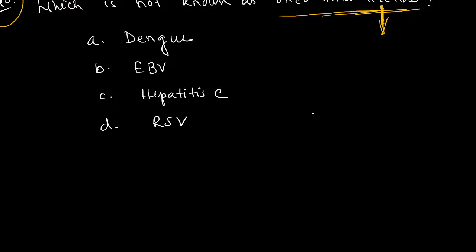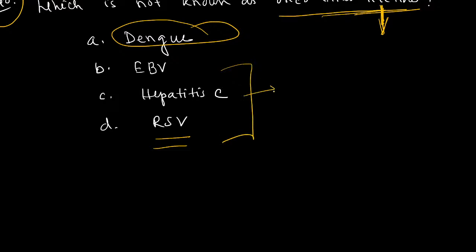Someone is saying dengue. Someone is saying B, EBV, which is Epstein-Barr virus. It is Rous sarcoma virus. Sampath is saying A. Yes, it is dengue. Dengue is still not known as an oncogenic virus, but all three others are known as oncogenic viruses.